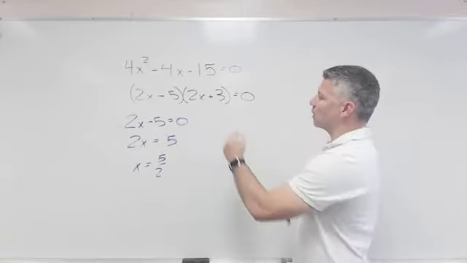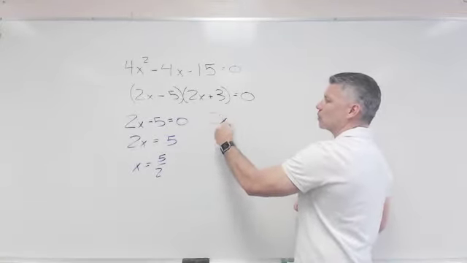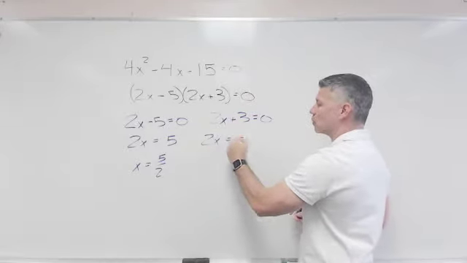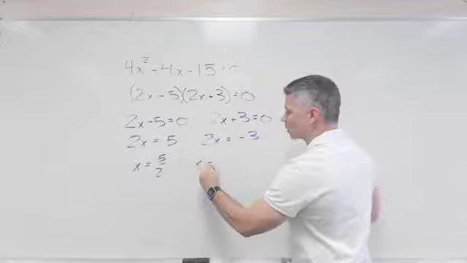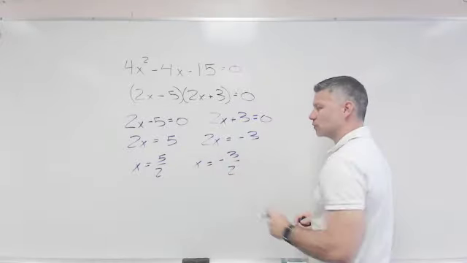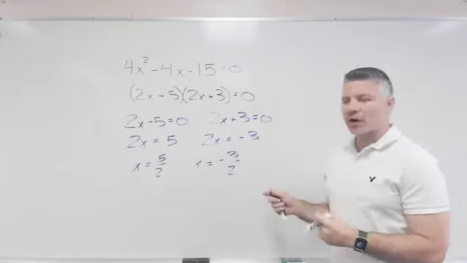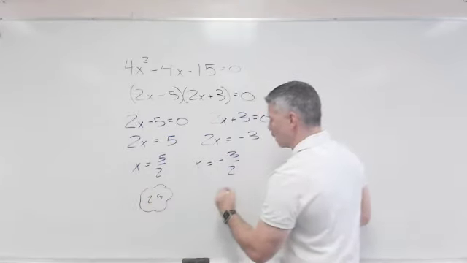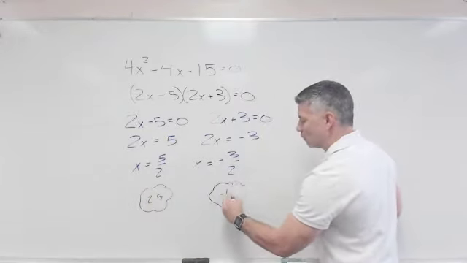But it could also be that 2x plus 3 equals 0. So 2x would equal negative 3. So x would equal negative 3 halves. I leave everything as a fraction. If you wanted to think of it as a decimal, 2.5, negative 1.5.